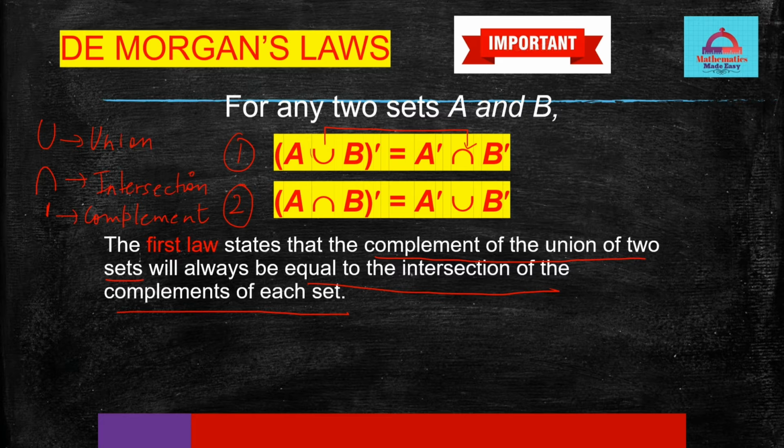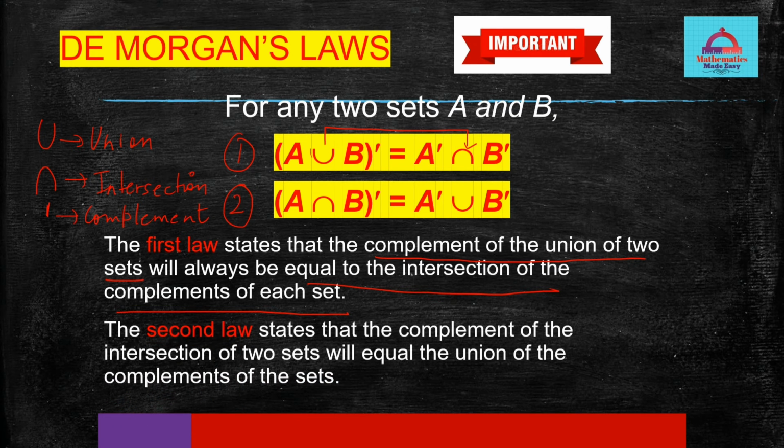Let's now understand the second one. This is a little opposite, you could say, to the first one, where you have the intersection of two sets. So A intersection B, you are taking the complement of the intersection of two sets here, and that comes out to be, you just distribute the complement, A complement, B complement, and your intersection now changes to the union. So the second law says that the complement of the intersection of two sets will be equal to the union of the complements.